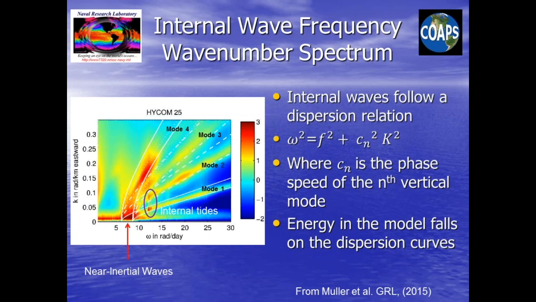And you can see that the energy that was filling in the model in the frequency spectrum is also filling in along the dispersion curves. So the brighter colors fall on those lines. And I've highlighted modes 1 to 4. By the time you get to modes 5, 6, and 7 in the model, we don't generate those very well with the resolution we have in the vertical.